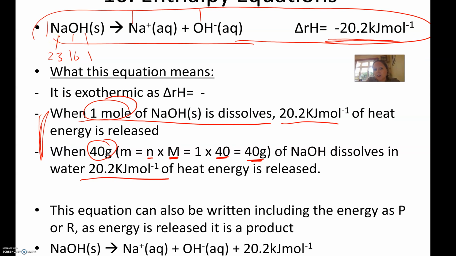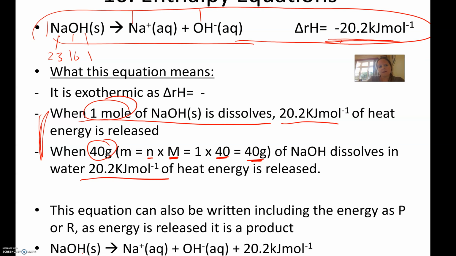Now, the last thing you should note is that we could include energy as part of the equation. Because this is exothermic and exothermic means energy is being released, energy would be written as a product. So you can see here this is one product plus another product plus the energy. If you ever see energy written as a product, you know that the reaction is exothermic, or if you see energy written as a reactant, it would mean it's endothermic.